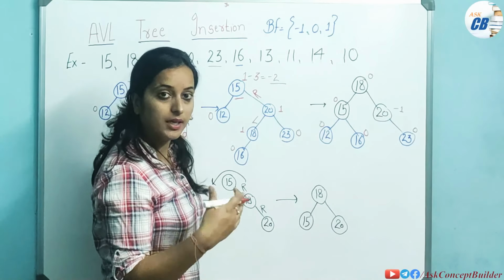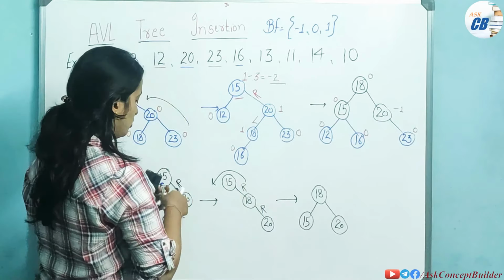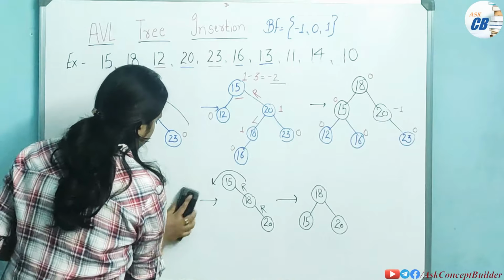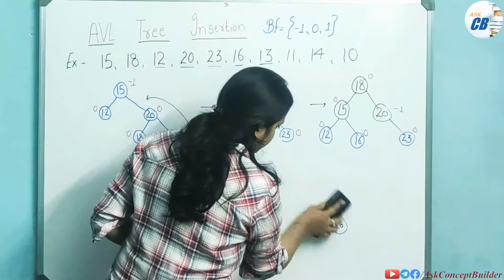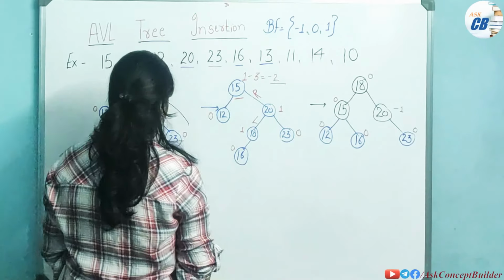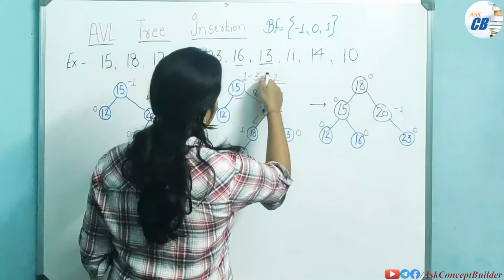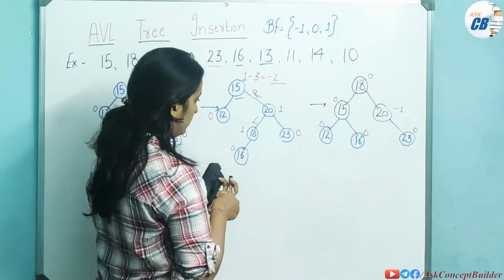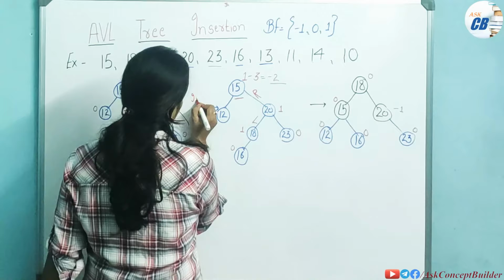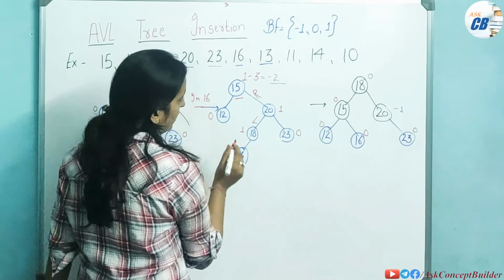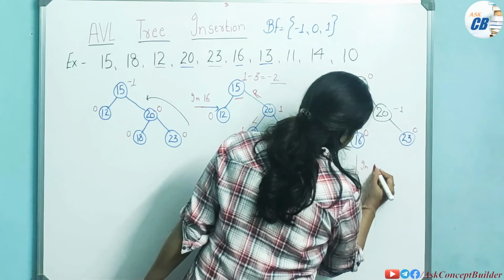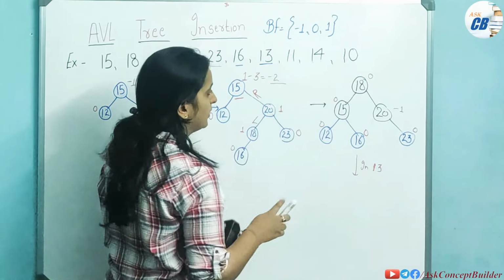Now we can insert our next node. Our next node is 13. Fine, so we will insert 13. Okay, now see where this 13 will come. Here we have inserted 16. Now we'll insert the 13 here. Insert 13. Fine. Now see where 13 will come.